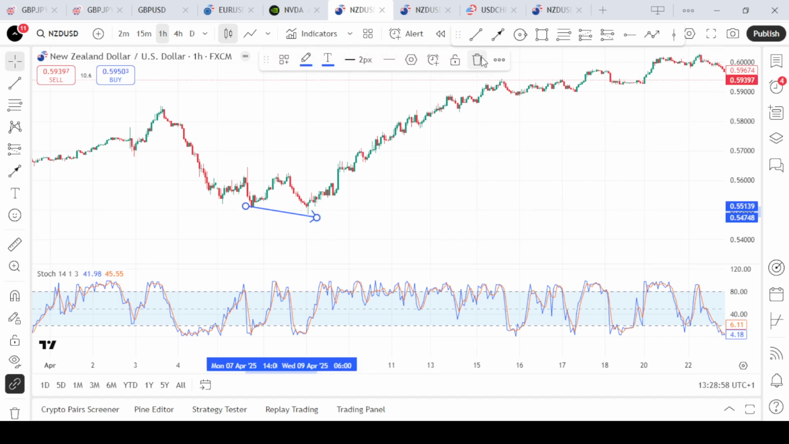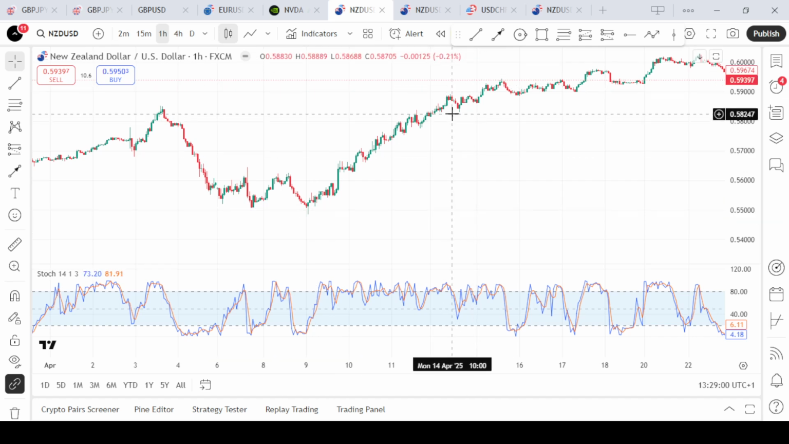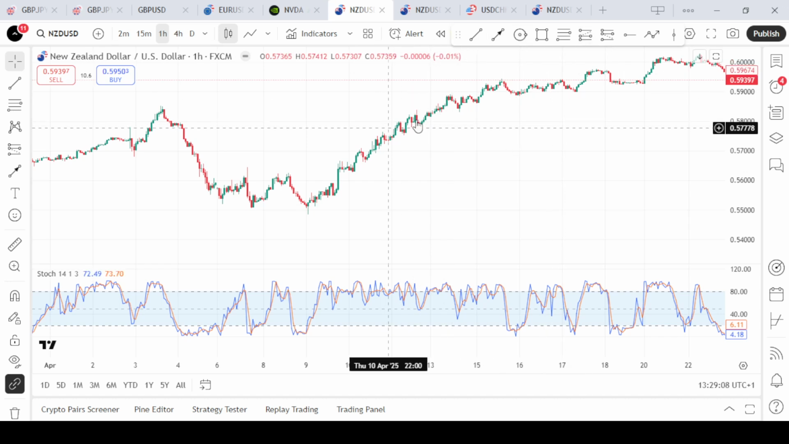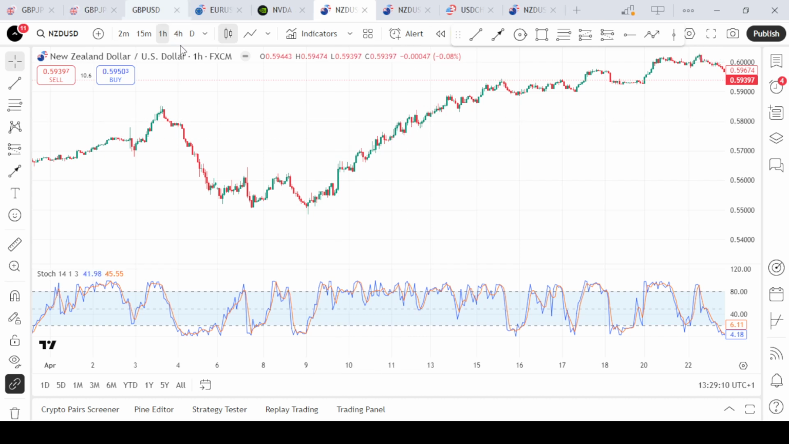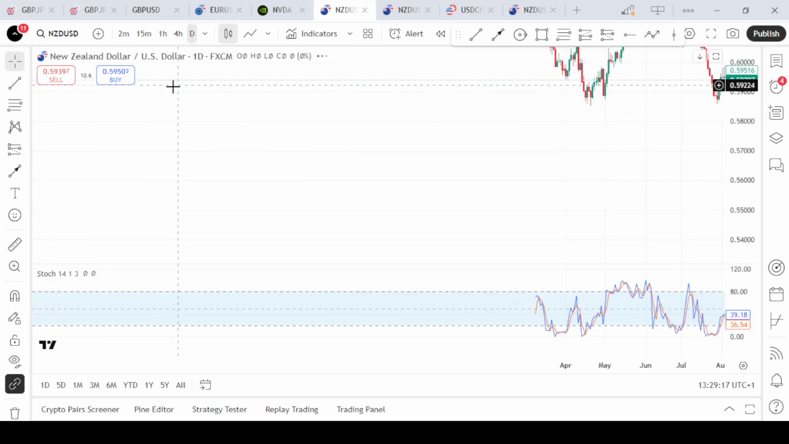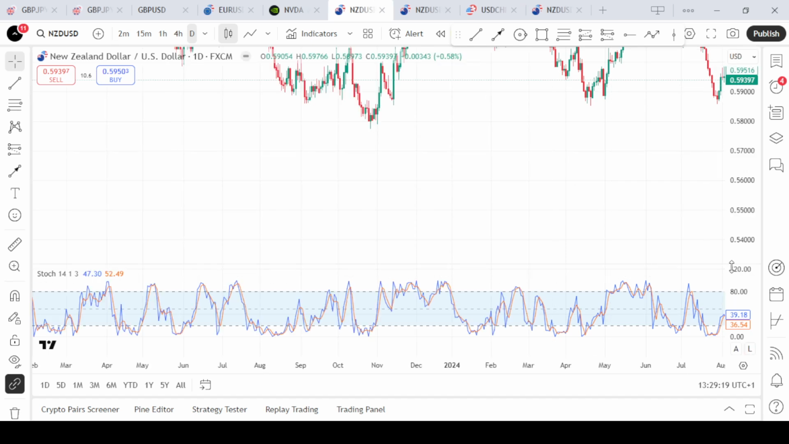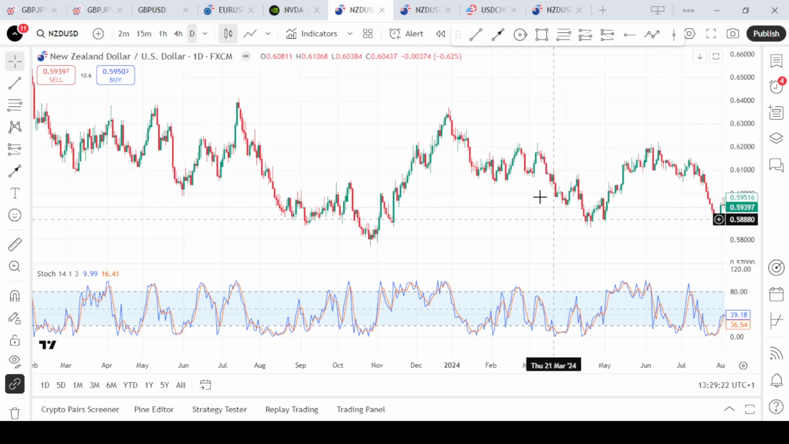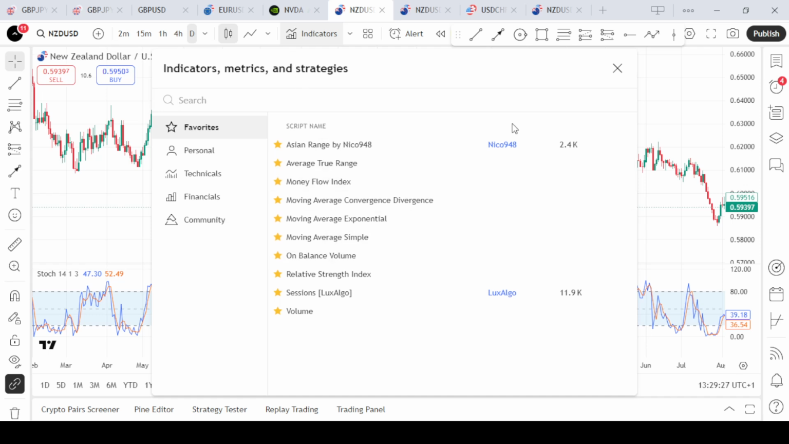Now, let's see how we can apply this stochastic oscillator to a day trading strategy. We'll follow a step-by-step guide. The first step is to determine your higher time frame trend. First of all, you have to check your daily time frame, and you can add your 100 period simple moving average to your daily time frame to help you understand the direction of the market.